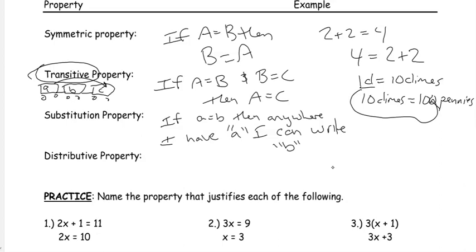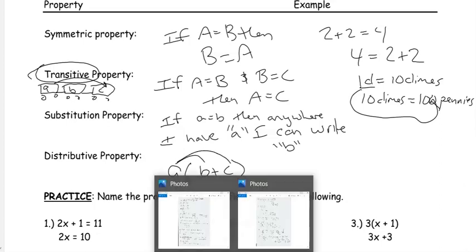And then the last one, distributive property, is just multiplication across addition. You know what the distributive property says. That's the distributive property.